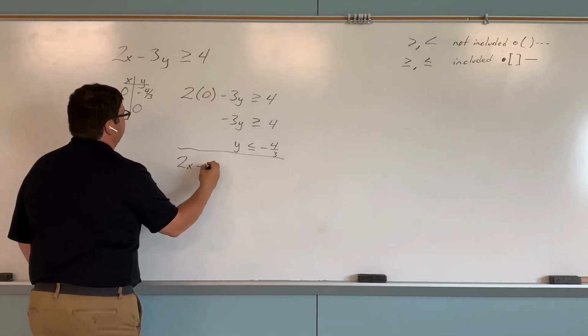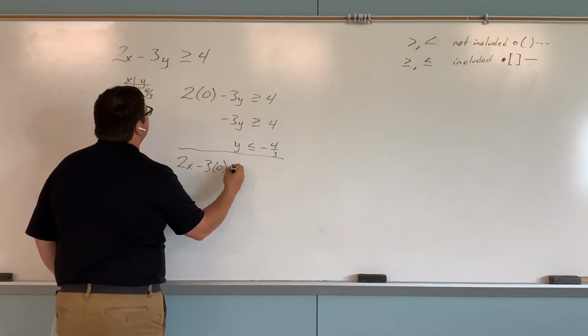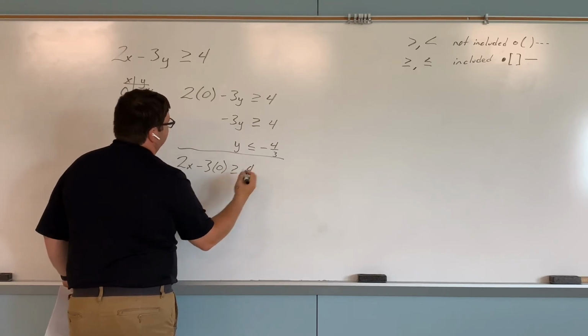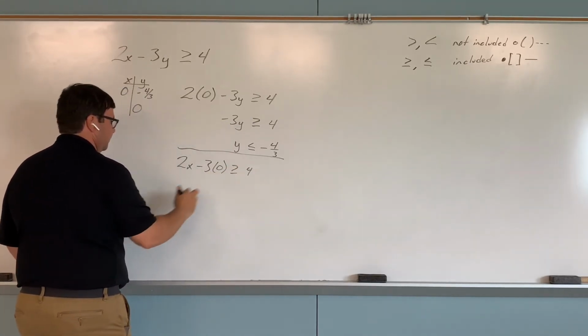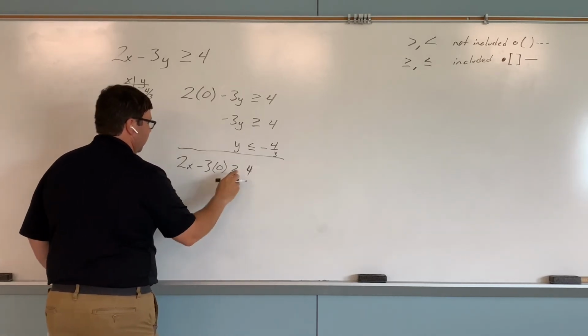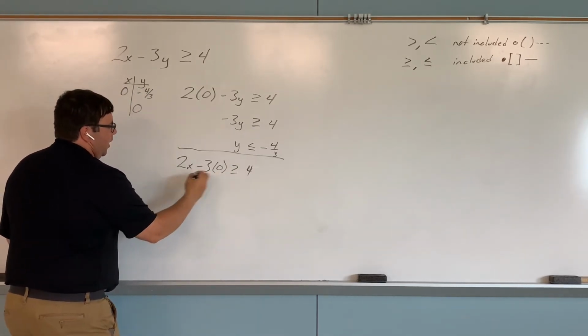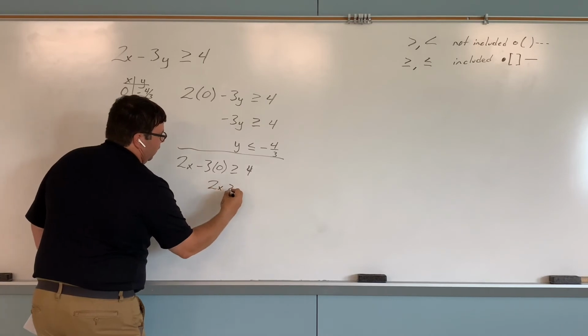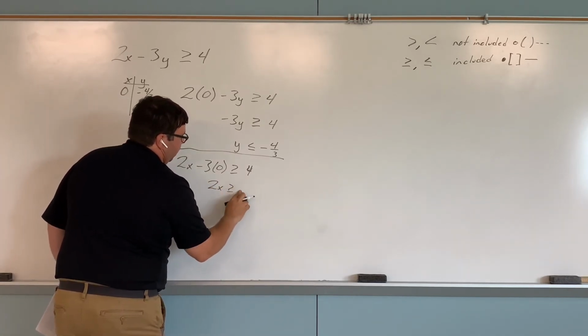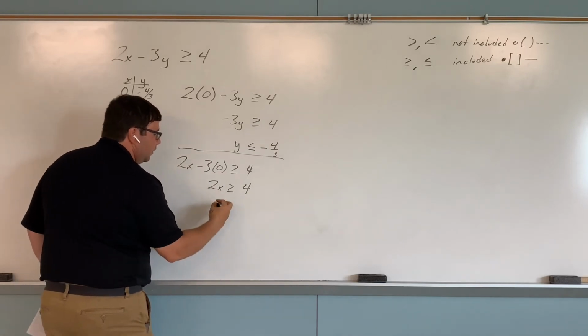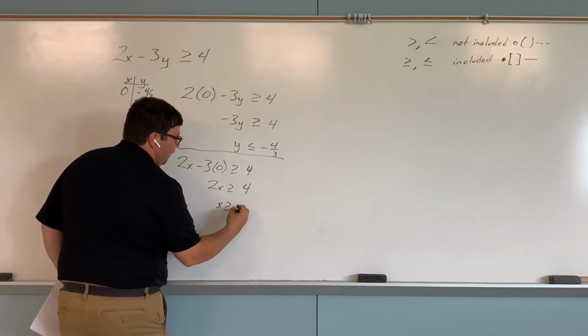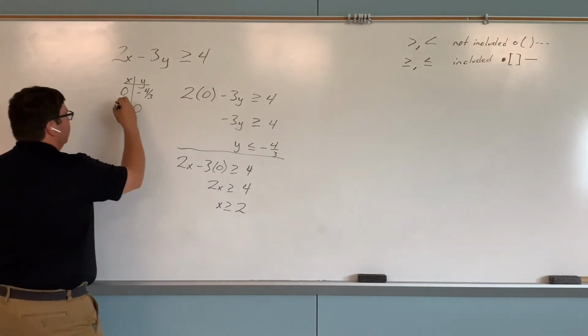Okay, let's try the next value and see what we get. So 2x minus 3 times 0 greater than or equal to 4. That's a 4. There you go. 2x greater than or equal to 4. Divide by 2. X is greater than or equal to 2.